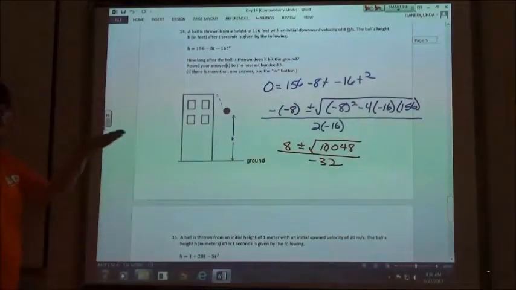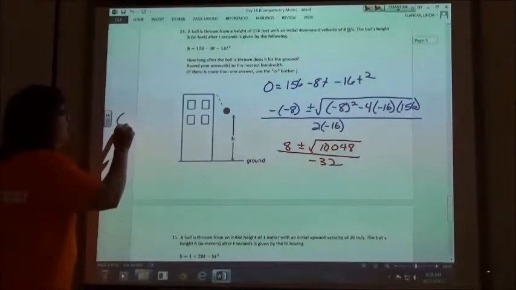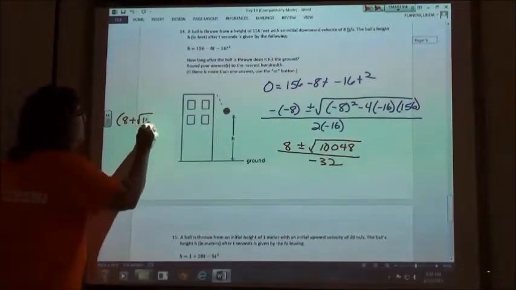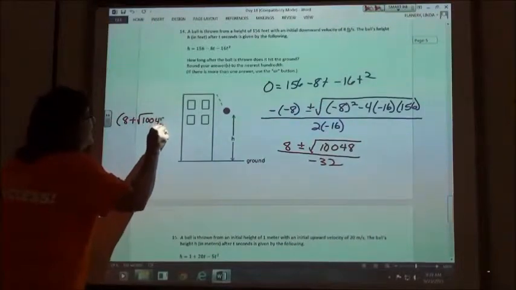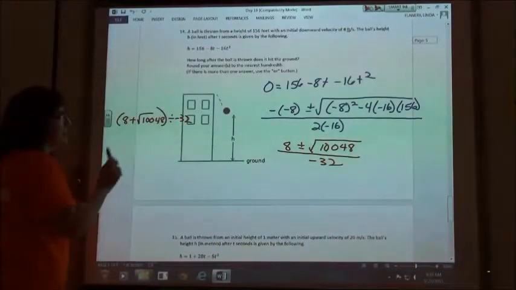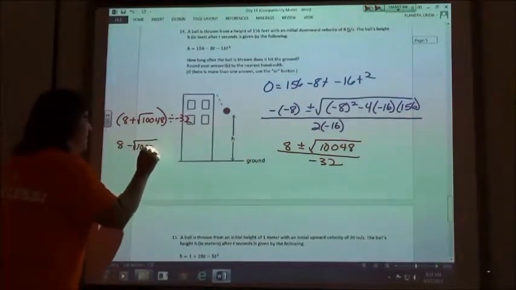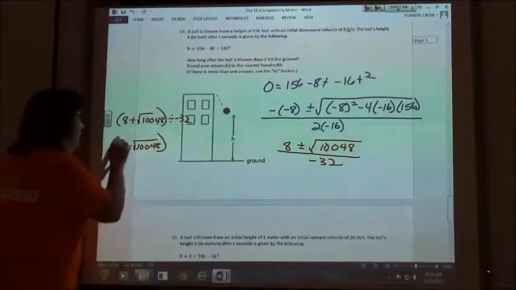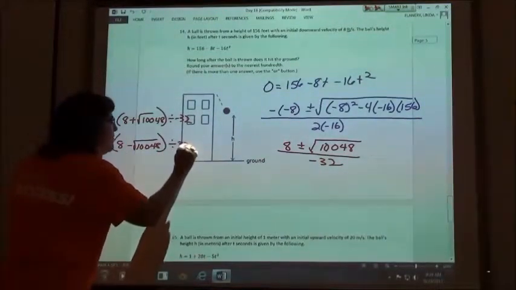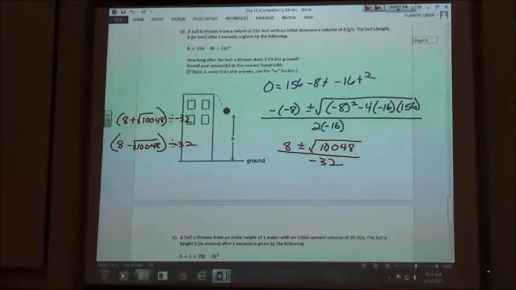So, either the plus or the minus one is going to work. One of those two. We have to figure it out. So, 8 plus the square root of 10,048 divided by negative 32. That one's probably not going to work because that's going to give you a negative answer. 8 minus the square root of 10,048 divided by negative 32. It's got to be the bottom one, because the top one's going to give me a negative answer, and we know it can't be a negative answer.